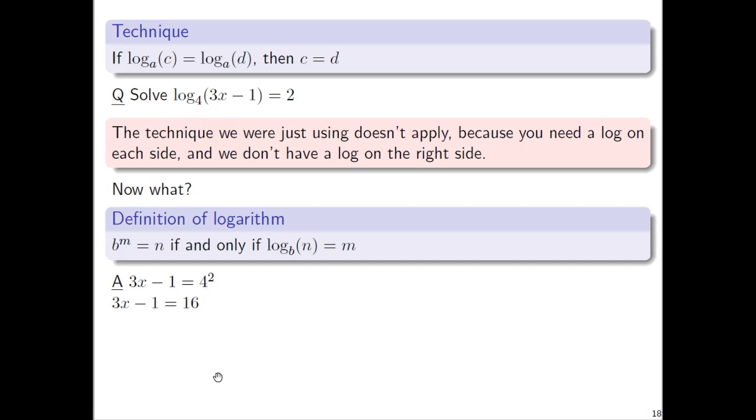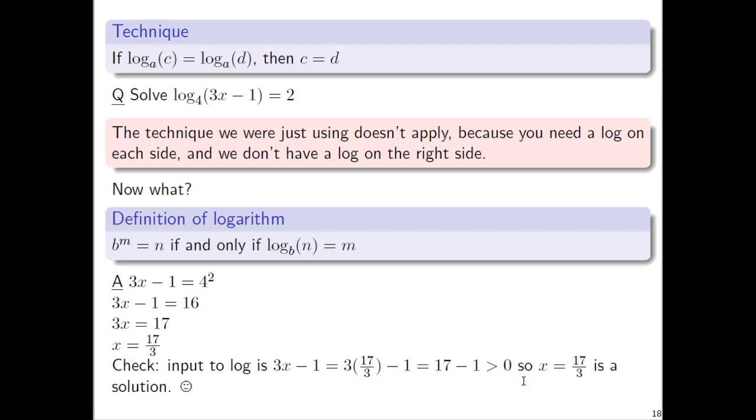Well, simplify 4 to the 2 as 16. So you have 3x minus 1 equals 16. Add 1 to both sides, divide both sides by 3. So x equals 17 thirds. We're not done because the equation started with log, so we should check that 17 thirds is okay. In other words, is 3x minus 1 positive? Well, 3x minus 1 ends up simplifying to 17 minus 1, which is certainly positive. So x equals 17 thirds is a solution. So check out how the definition of logarithm was helpful here.